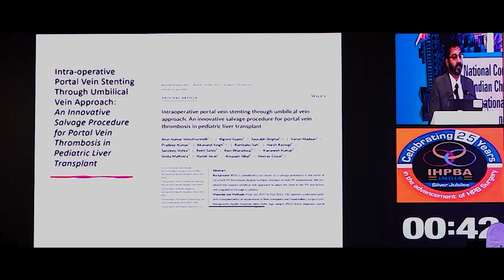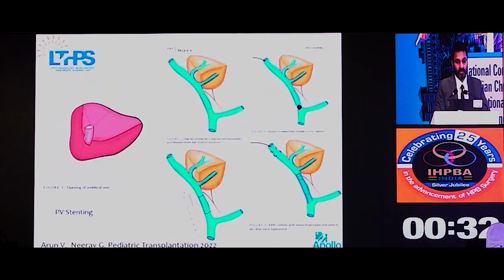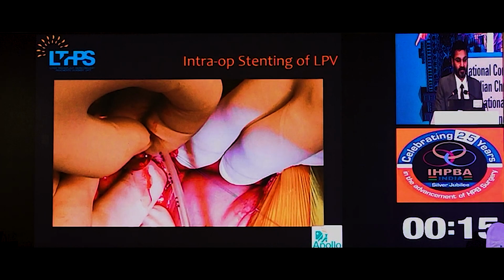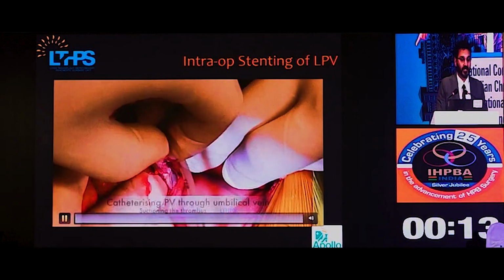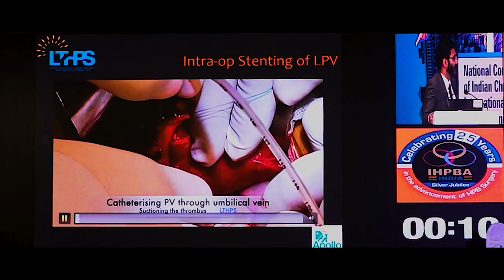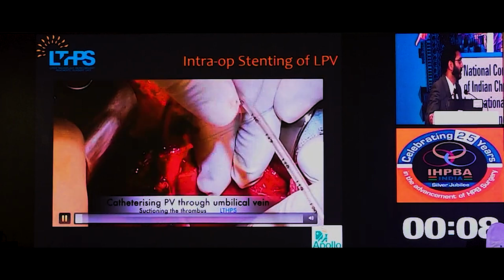And also we did develop, Dr. Arun is here, he published this paper on intraoperative portal vein stenting through the umbilical vein approach. It's a very innovative technique where we recanalize the umbilical vein, and in case of a thrombus, if we encounter it during the surgery, we would use this recanalized vein to pass a carotid stent through it after doing a suction thrombectomy.